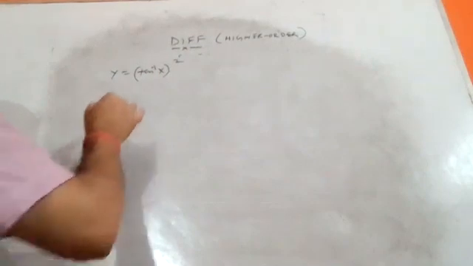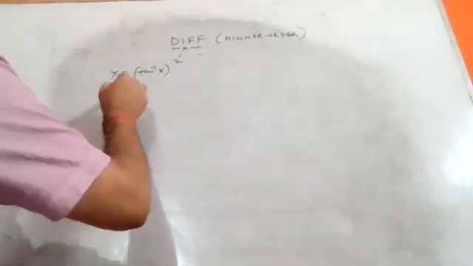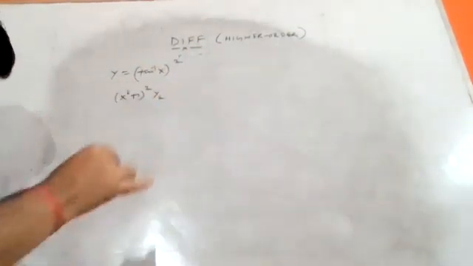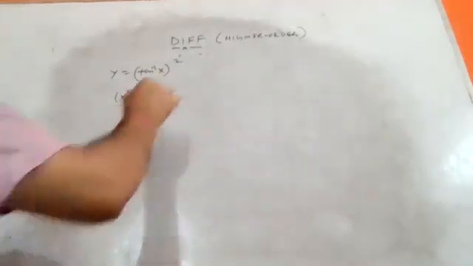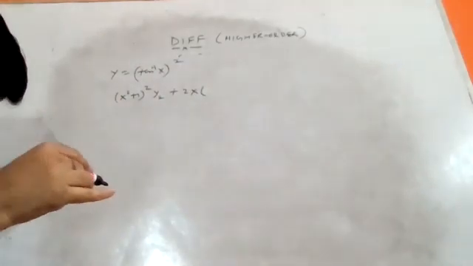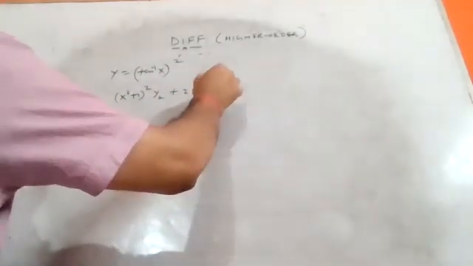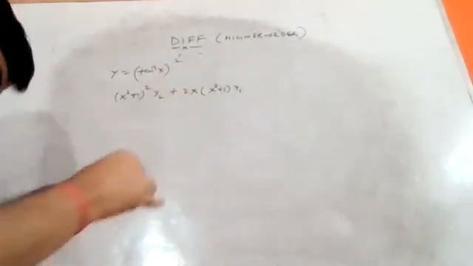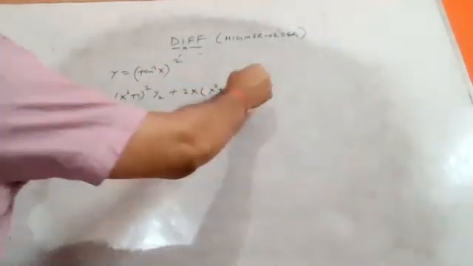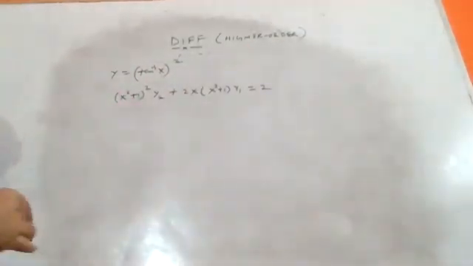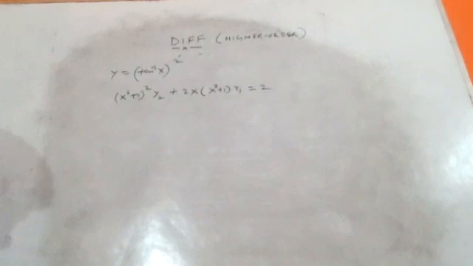Show that (x square plus 1) whole square y2 plus 2x in bracket (x square plus 1) y1 is equal to 0. This one you want to prove.